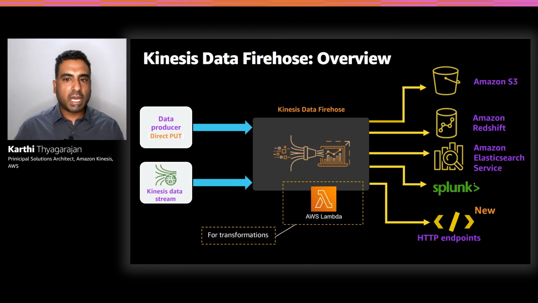On the ingestion side, you can either directly publish from one or more sources into Kinesis Data Firehose, or you can use an intermediate Kinesis data stream as shown in this diagram. And we'll actually look at where you would want to do this and why you would want to do this in a couple of slides.